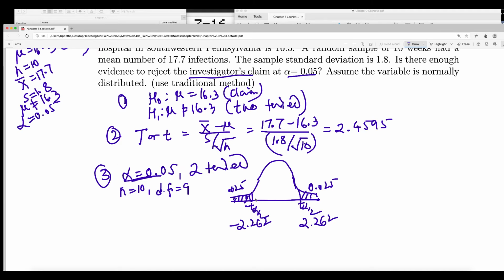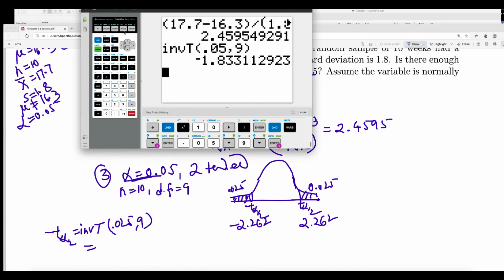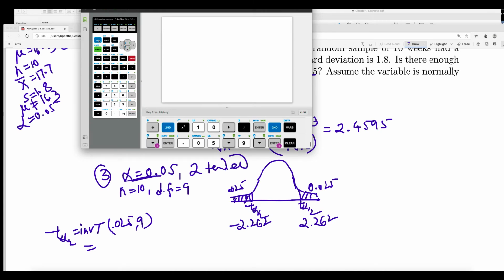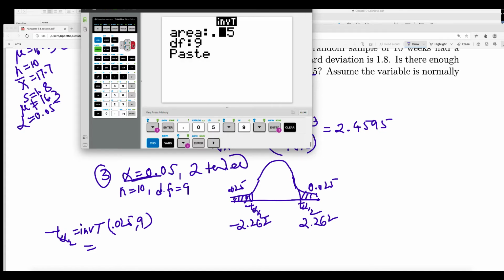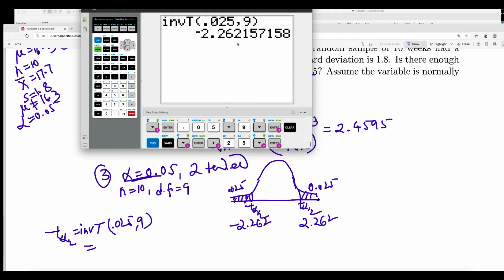But if you want to use the calculator, then negative t alpha half equals inverse t, with the area left of that 0.025 and 9 degrees of freedom. Let us use the calculator for that. Go to second vars, and then number 4 is inverse t. The left area is 0.025, and the degrees of freedom is 9, and then you paste. This is what you get: inverse t of 0.025 is negative 2.262, and the other value is positive 2.262.